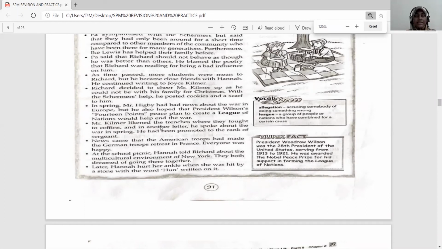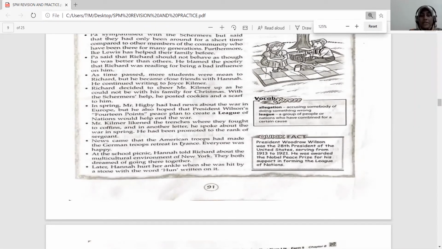Mr. Kilmer likened the trenches where they fought to Cochrane, and in another letter he spoke about the war in spring. He had been promoted to the rank of sergeant. In the letter he actually talks about a lot of people who died, many children, kids, and women. Their dead bodies were everywhere in the places, right? And he is a bit sad about it, but he can't do much because they went there for the war. All right. And due to the hard work, he has also been promoted to the rank of sergeant, right?